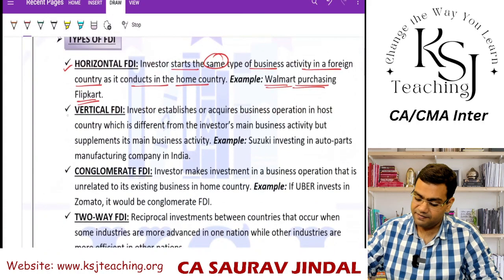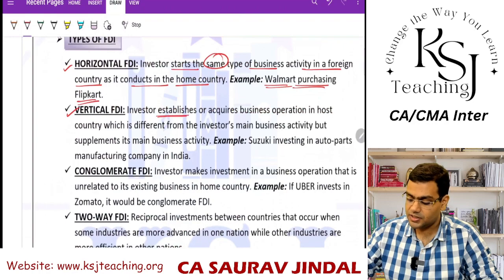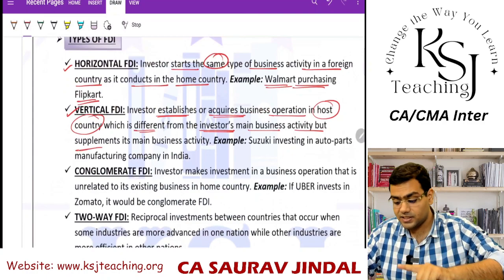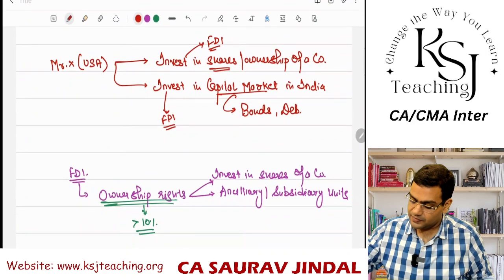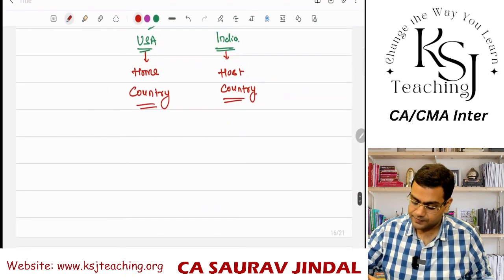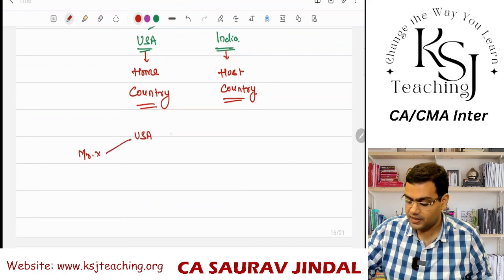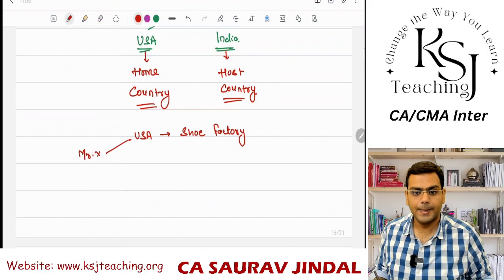Now, what is vertical FDI? Vertical FDI is when the investor establishes or acquires a business operation in the host country, which is different from the investor's main business activity, but it supplements its main business activity, right? Now, Mr. X in USA is having a shoe factory, right? He is having a shoe factory. He makes shoes and he sells shoes.